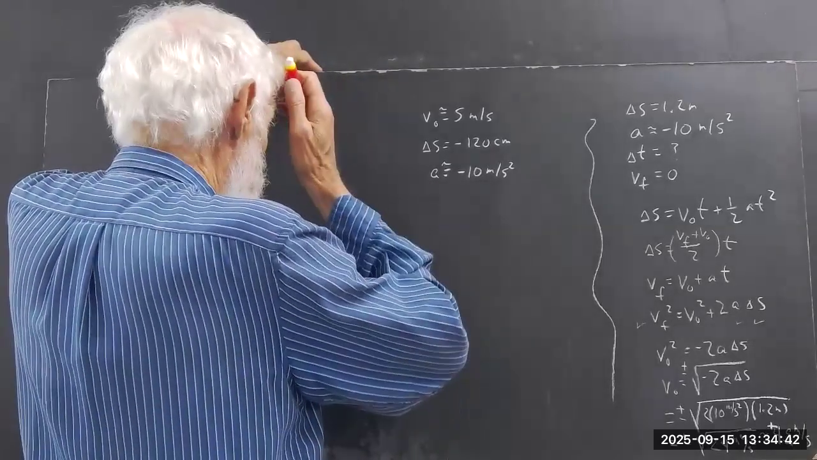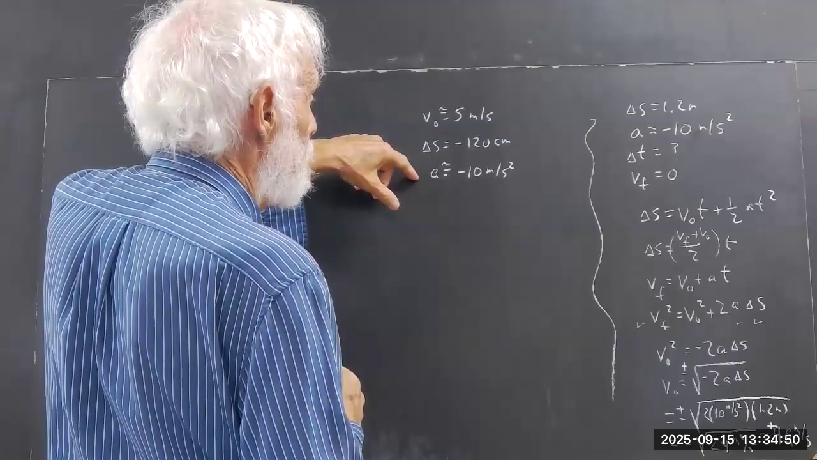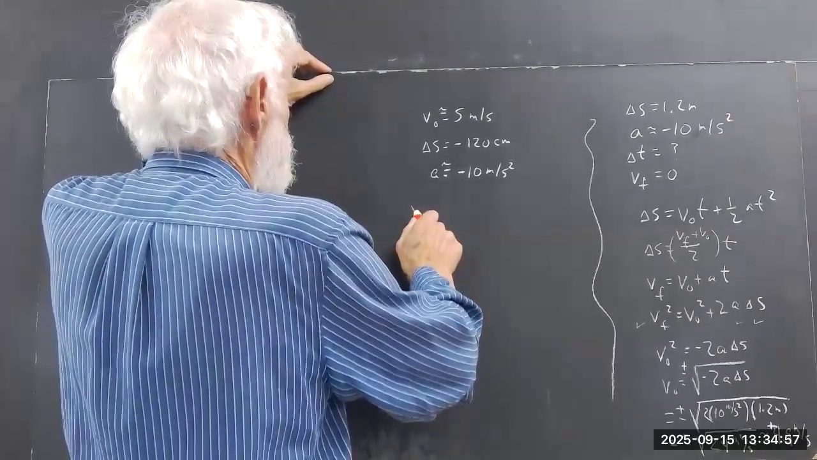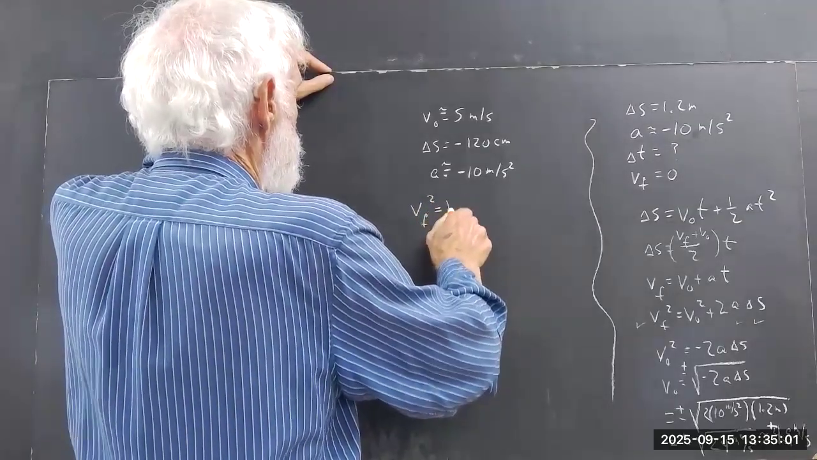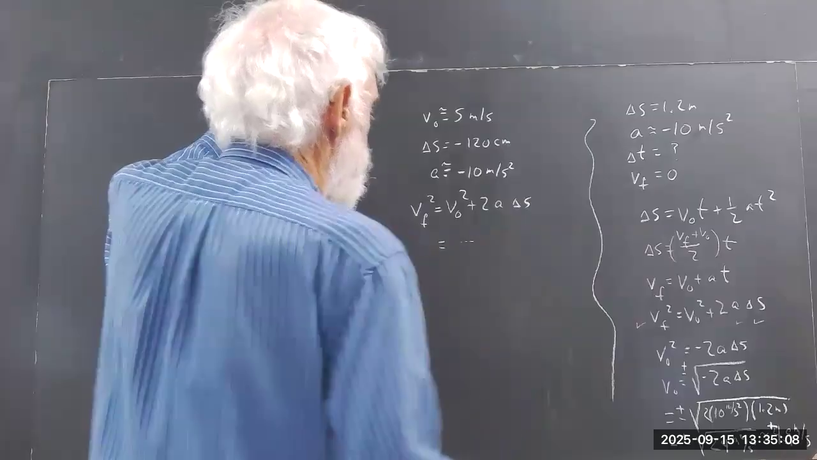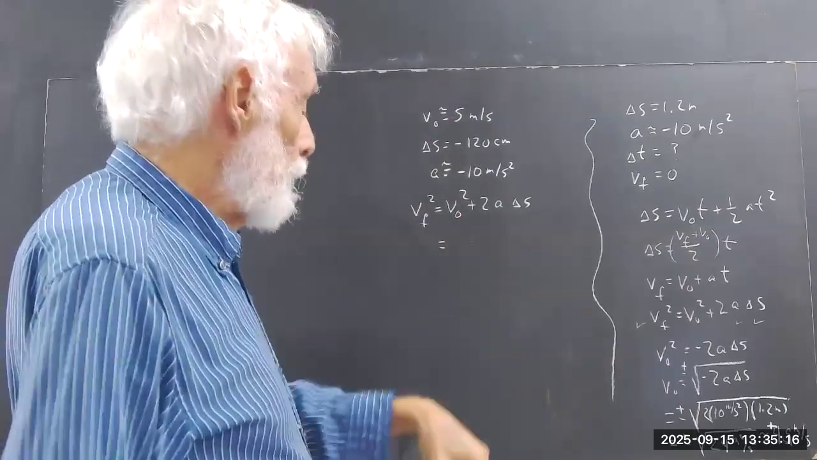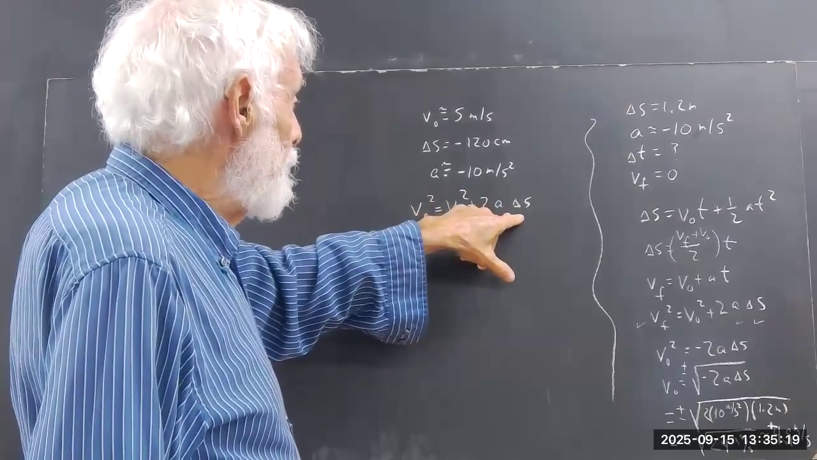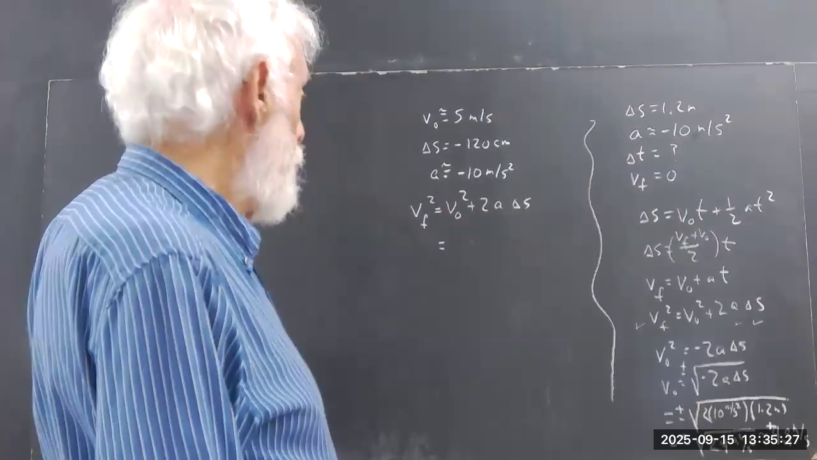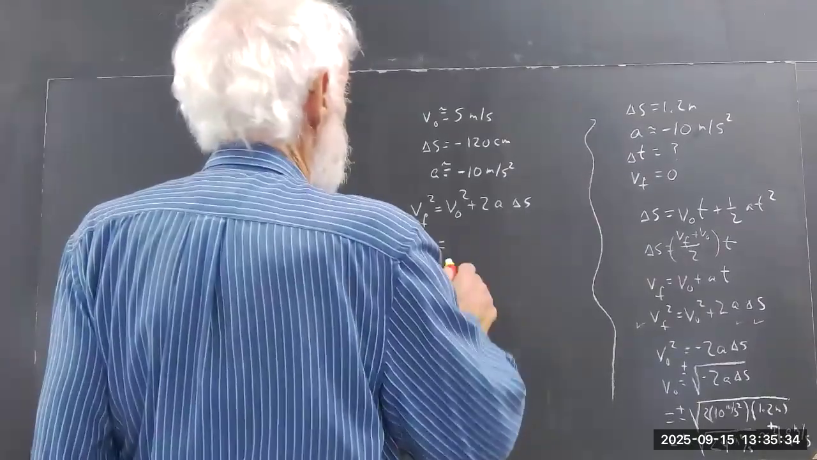So again, we know these 3 things. We know V naught, A, and delta S. So we can find VF. Okay. Well, if we do that, V naught squared is going to be about 25 meters squared per second squared. Delta S is negative 120 centimeters, twice that. So that's going to be negative 2.4 meters squared per second squared. Well, I better put it in just so we can see the units.